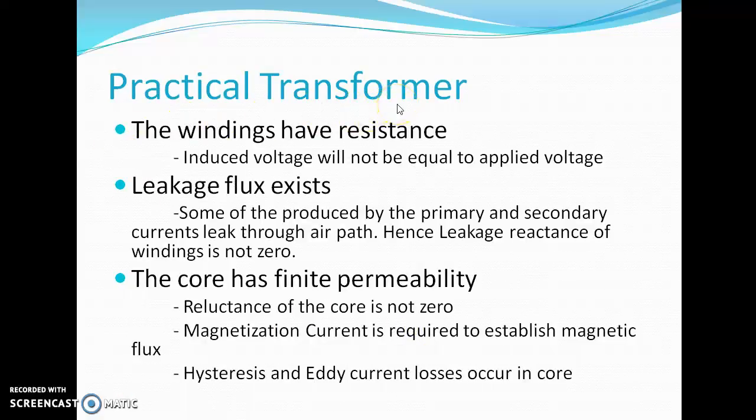Now let's see what's the difference between practical and ideal transformer. Here the windings are practical and therefore possess resistance, and therefore voltages will not be equal. Leakage fluxes exist in the practical transformer and therefore windings possess leakage reactances. Core does not have infinite permeability, it has finite permeability, and therefore reluctance of the core is appreciable. Magnetization current will be required to establish the magnetic flux, and hysteresis and eddy current losses occur in the core which are absent in ideal transformer.